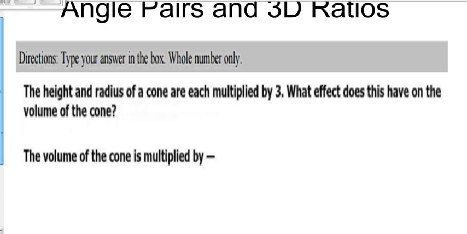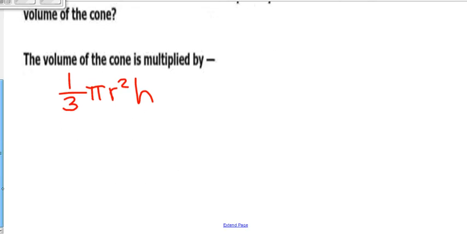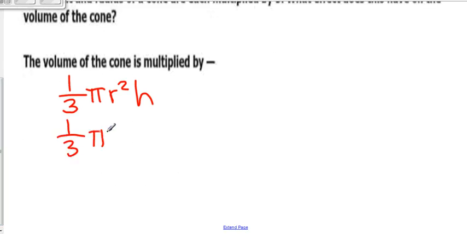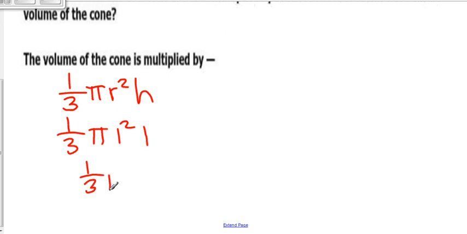All right, this is a ratio problem. We have the height and the radius of a cone being multiplied by 3, and we're asked how it affects the volume. So again, this is where I'm asking you to just plug in and see what happens. So if we're doing the volume of a cone, that's going to be 1/3 pi r squared h. Okay, and I'm going to plug in 1, so I'm going to have 1/3 pi 1 squared. Height is also 1. So we get 1/3 pi.